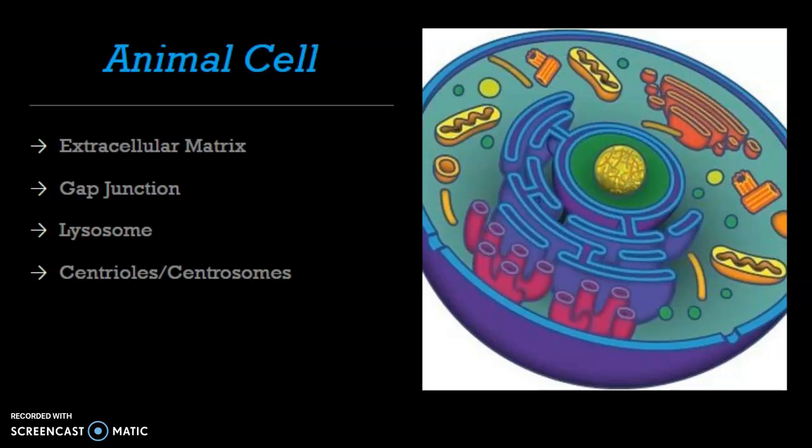Lysosomes digest food particles and parts of a cell that need to be recycled. This includes any bacteria or diseases that may be entering the cell. And another trait that can be found in animal cells are the centrosomes, which are microtubule organization centers. They provide the structure of the cell.